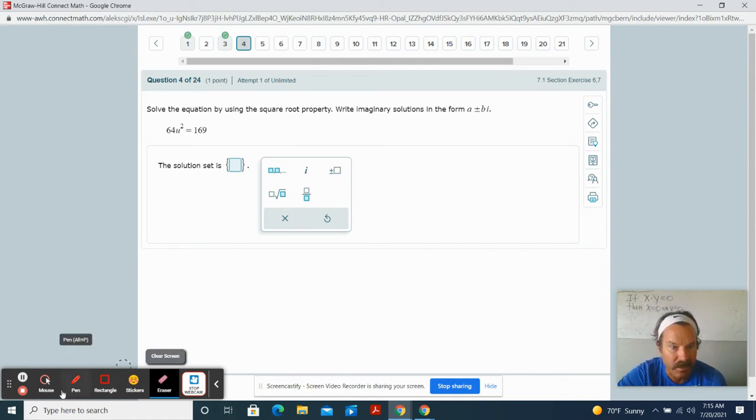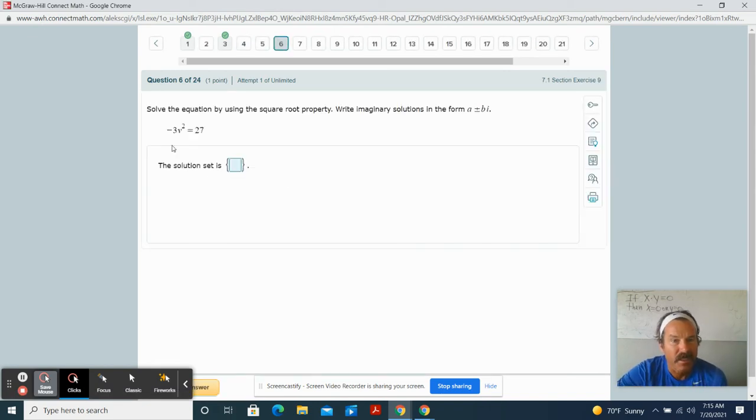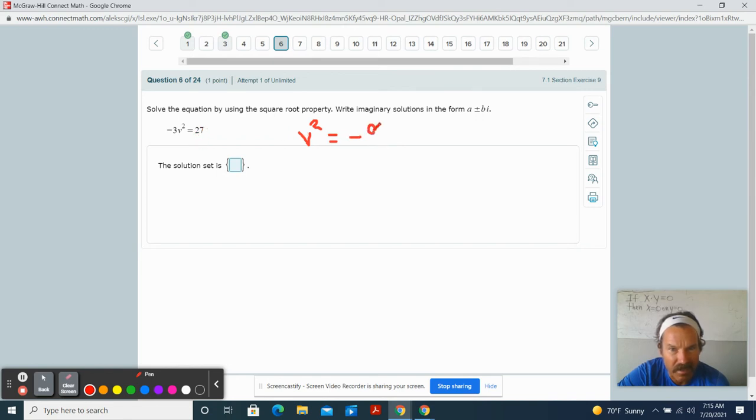Number 6. Okay, so number 6 here, we have to get rid of the negative 3. I'm going to divide both sides by negative 3. So I have v squared equals, that's 27 divided by negative 3 is a negative 9. So square root both sides here, we have a problem. We cannot take the square root of a negative number without going into imaginary numbers. So that's why it says right here in the directions, write imaginary solutions in the form a plus bi.